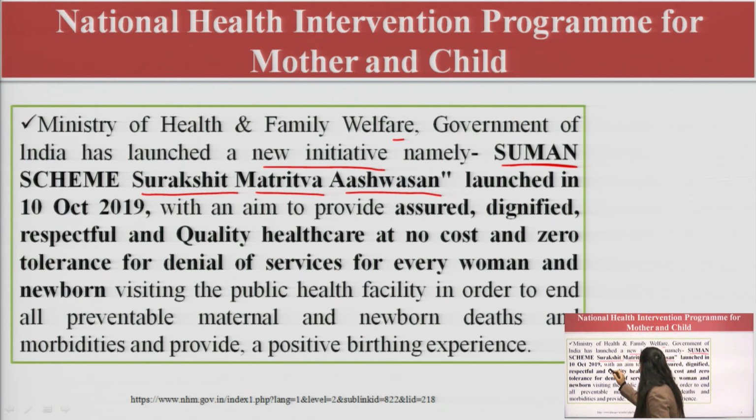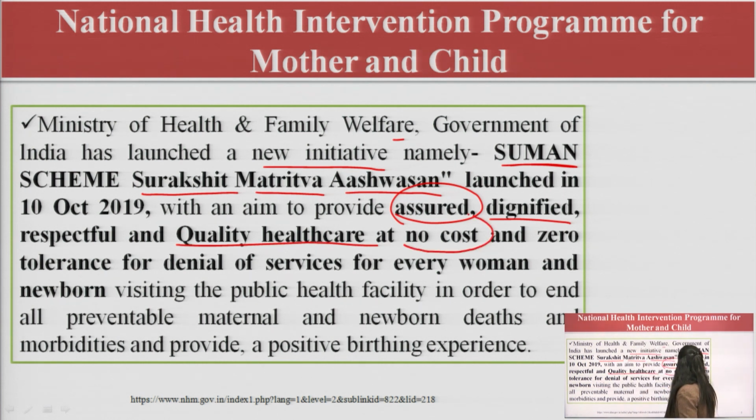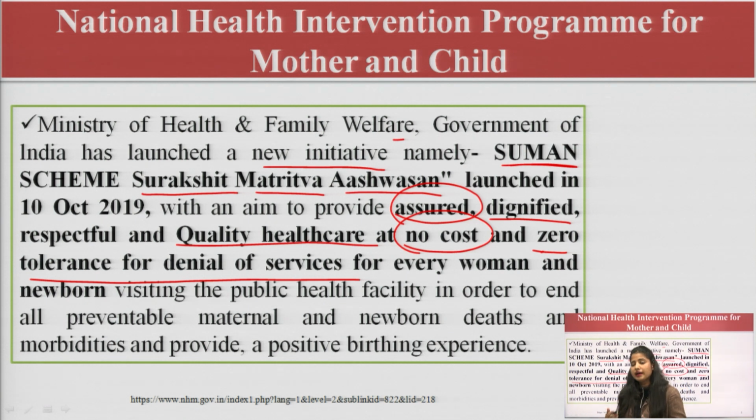It has an aim to provide assured services. So, what are the services provided? It should be assured, dignified, respectful and quality health care at no cost, and zero tolerance for denial of these services. If there is zero tolerance for denial of services, of course, we can improve our health care for the women and child, and thus we can prevent mortality and morbidity in these phases.